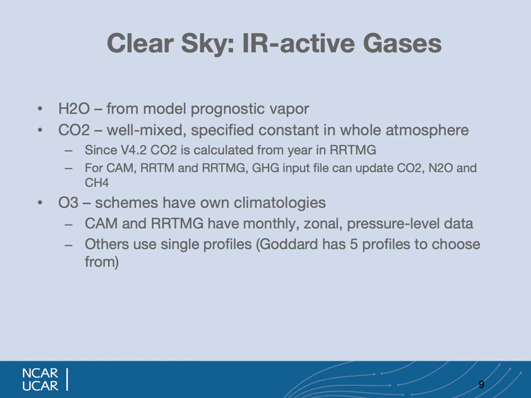In clear sky, there are three main gases that are infrared active. They are water vapor, which comes from the model, of course. CO2 is a well-mixed gas. You can specify a constant for the whole atmosphere. We have a couple of ways of doing that now. In the most recent version, CO2 can also be calculated from the year.